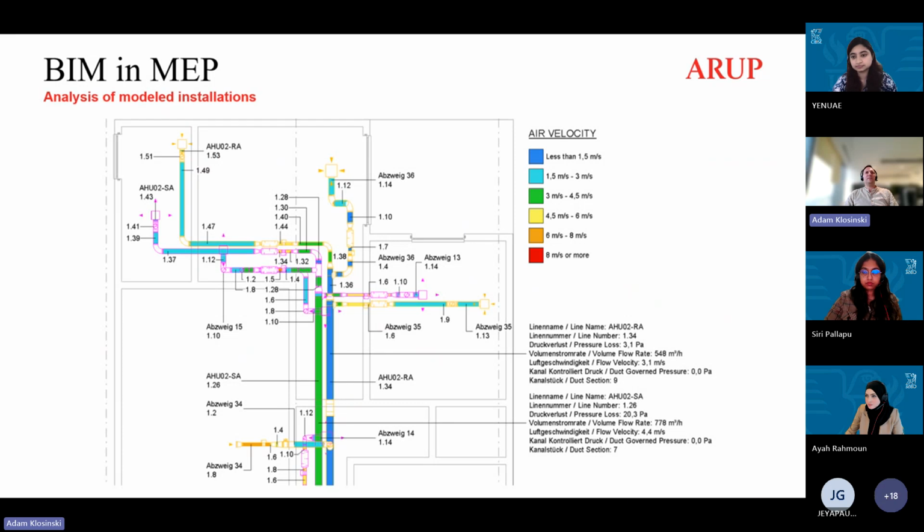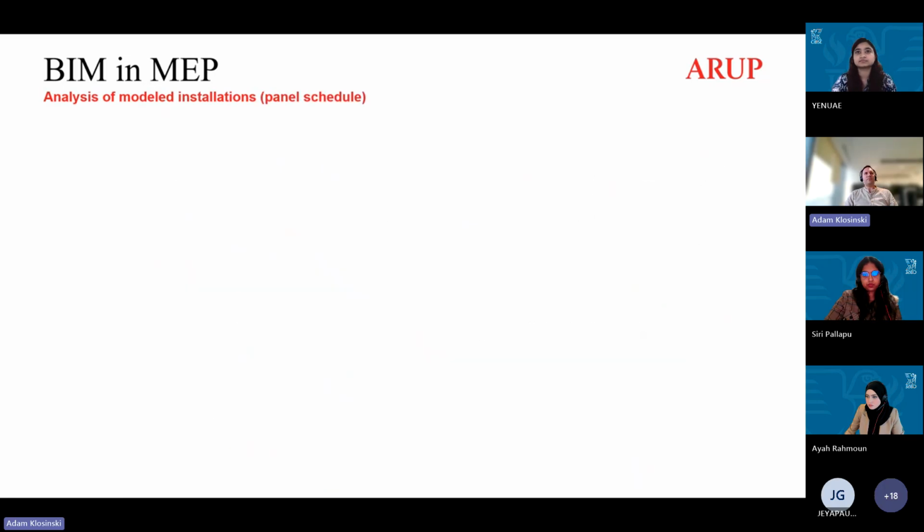Going further, once the installation is modeled properly and the calculations are done properly, we can then use this, or even, I would say, talk with this installation, and check whether all of the design principles have been followed during the whole design stages. For example, in this example you can see the air velocities within the ductwork.